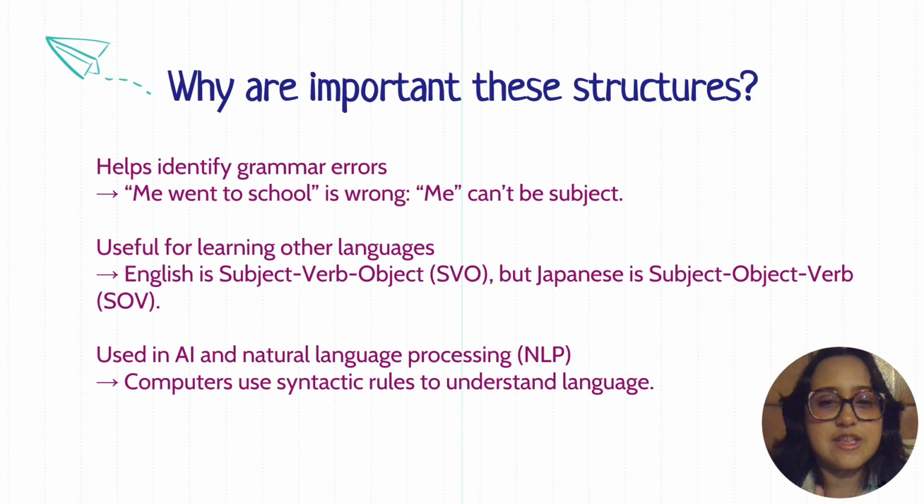And for the end, why are these structures important? Well, the first thing that I can observe is that it helps us to identify grammar errors, like saying "me went to school" when it's "I went to school." It can be useful for learning other languages. In this case, the English language has the structure SVO, subject verb object, but in other languages like Japanese, we have the structure subject object verb. And as a fun fact, it's also used in AI.